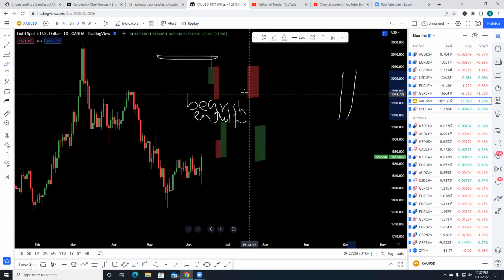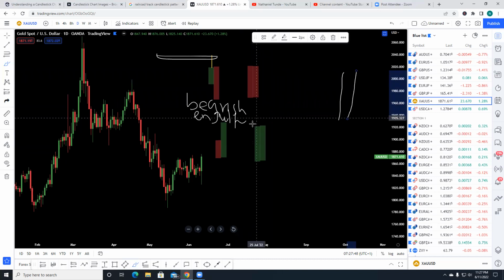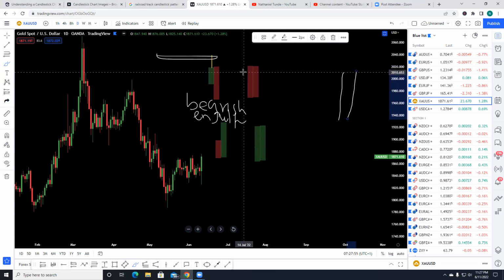Is that okay? So this railway track or railroad track, can you see two big red candles of equal size standing together, guys? When you see this, you don't see this as support. You don't see this in the middle of the chart. You see this at the top of the chart, at a supply area. This is where you see this.